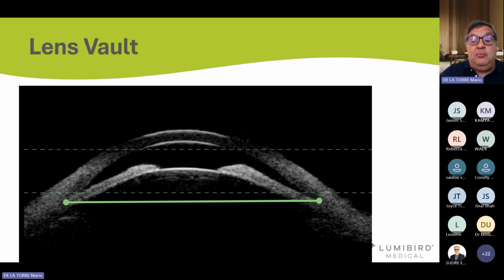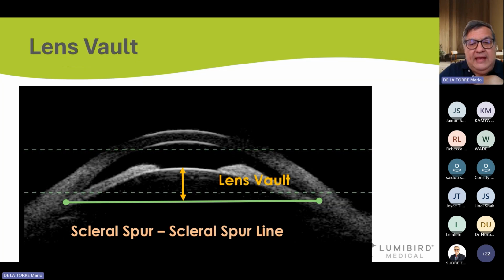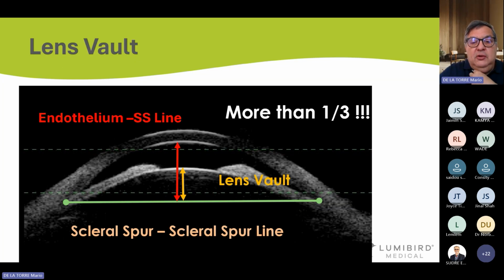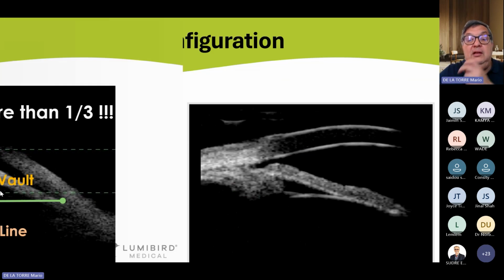Okay, the lens vault is the measurement of how anterior the lens is and what the risk of closure is. You make a scleral spur line with your UBM, measure this line to the anterior capsule, and compare it with the measure from the same line to the endothelium. If this yellow part is more than one third, that means the problem is the lens. No matter what you do, iridotomy, therapy, whatever, you must take out the lens as well.